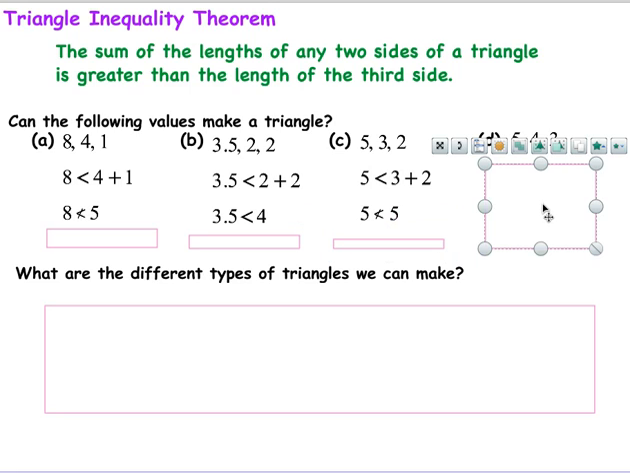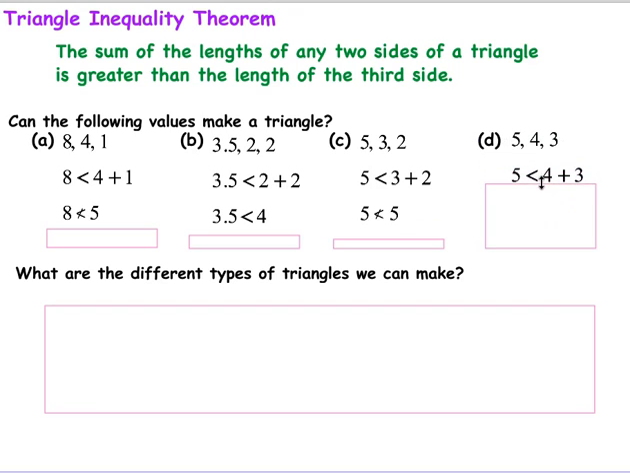How about 5, 4, and 3? Is 5 less than 4 plus 3? It is. So those three lengths can make a triangle.